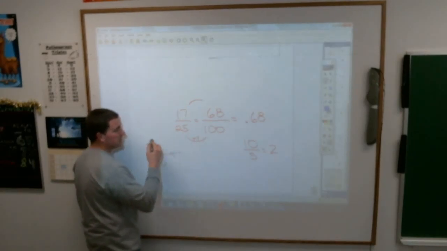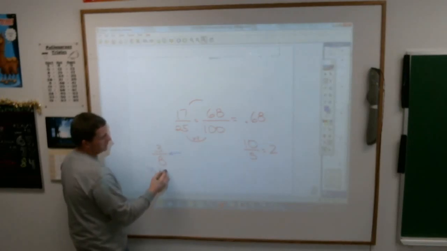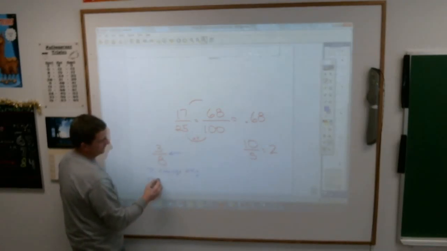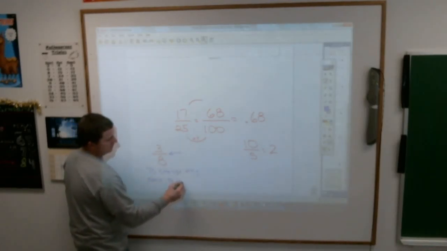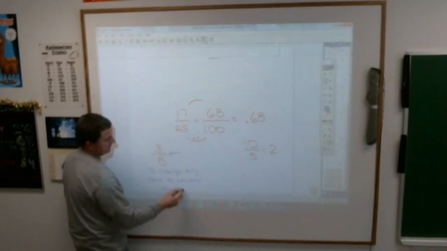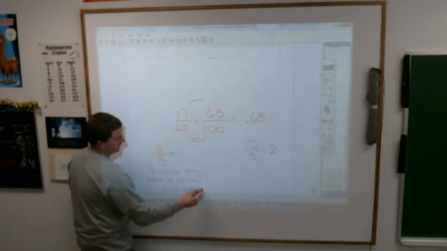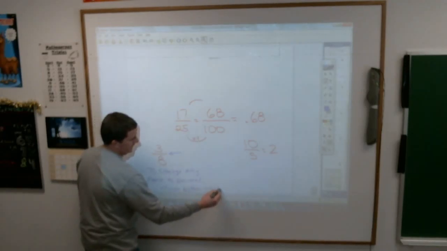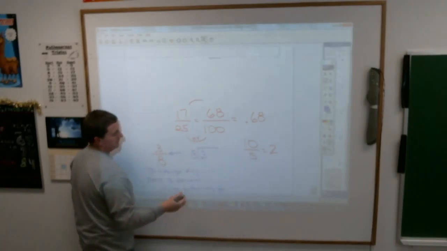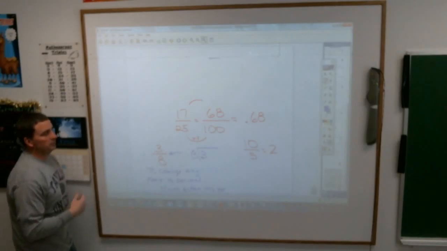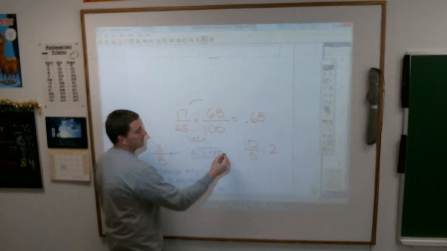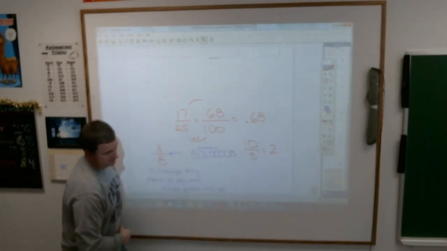Let's write this. To change any fraction to a decimal, all you need to do is divide the bottom into the top. Which means I take 8 and divide it into 3. In which case you say, but it doesn't really go into it. That's why it becomes a decimal, because you put a decimal and you put as many zeros after the decimal as it takes to get it to work out perfectly.